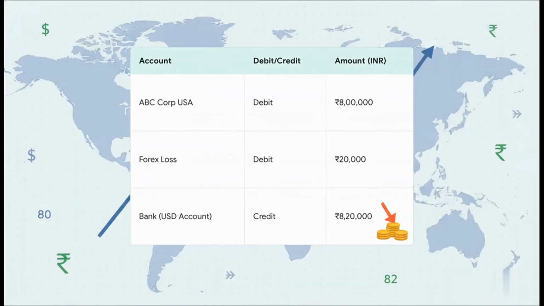So a few weeks go by and it's time to actually pay the vendor. But, oh no, the exchange rate has changed. It's moved from 80 to 82 rupees per dollar. It doesn't sound like much, but it means you now have to spend an extra 20,000 rupees just to buy the same $10,000. And that difference? That gets booked as a Forex loss. It's a real expense, and it hits your profit and loss statement directly.